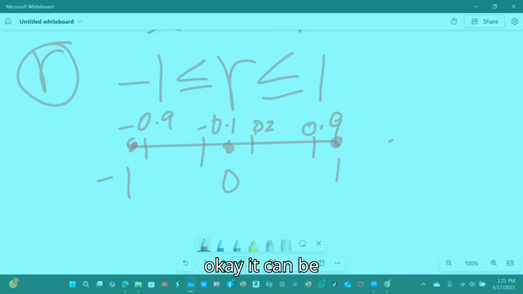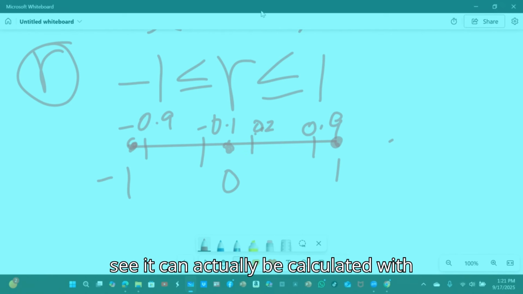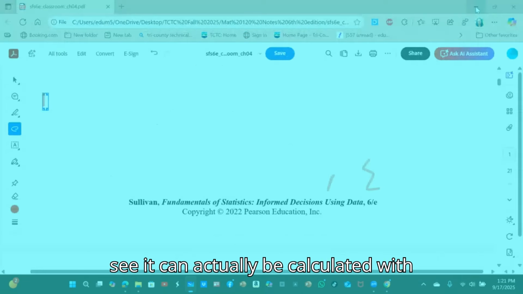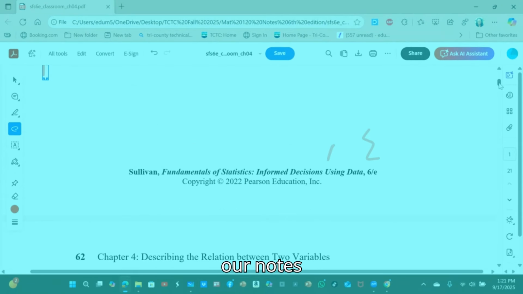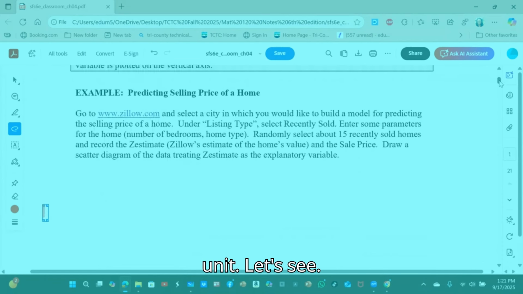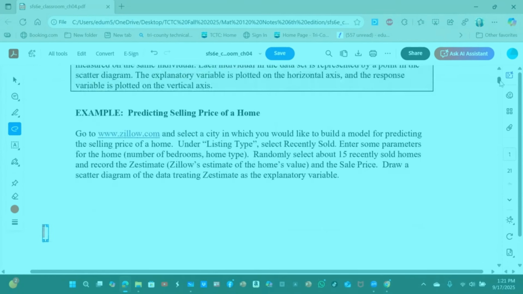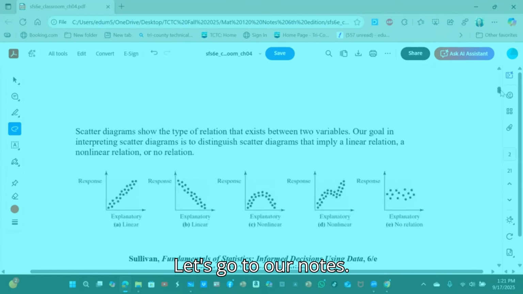Okay, it can be positive 0.2. All right, so now we are going to actually calculate R, but I want us to go to see, it can actually be calculated with a formula. So let's go to our notes unit. Let's go to our notes.